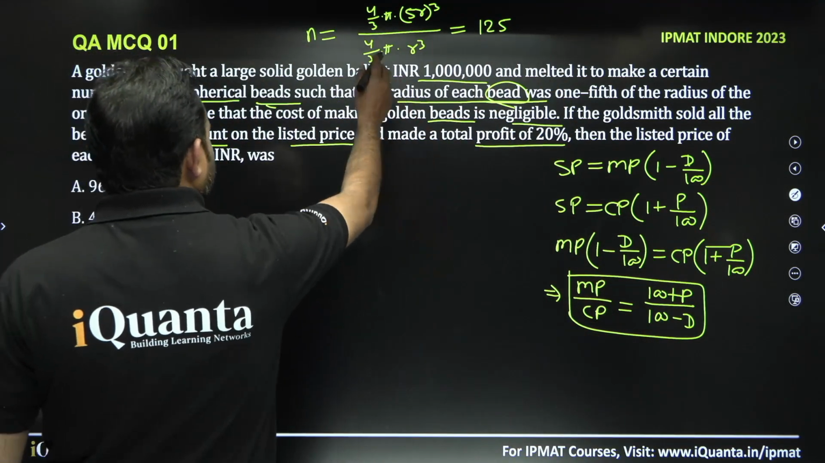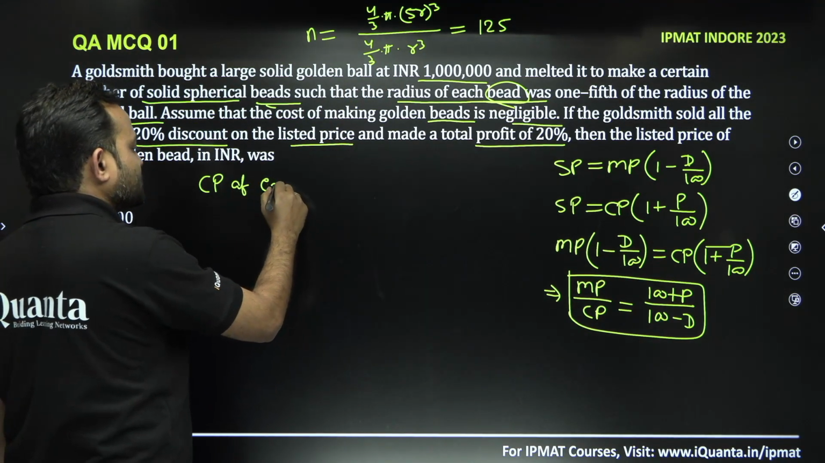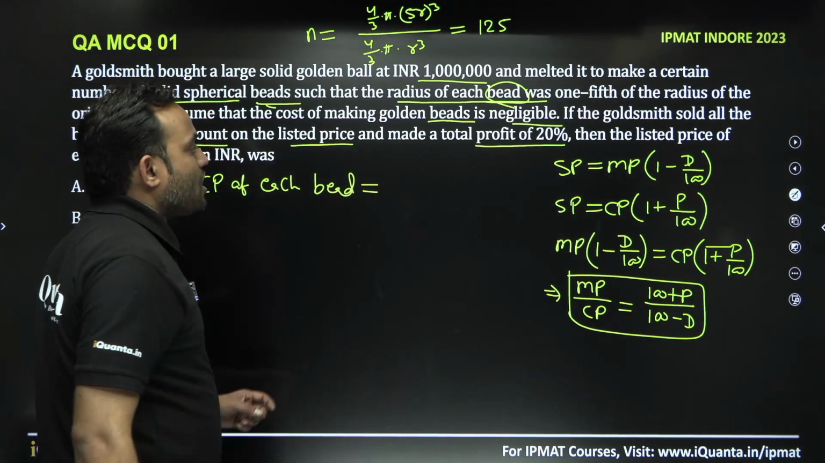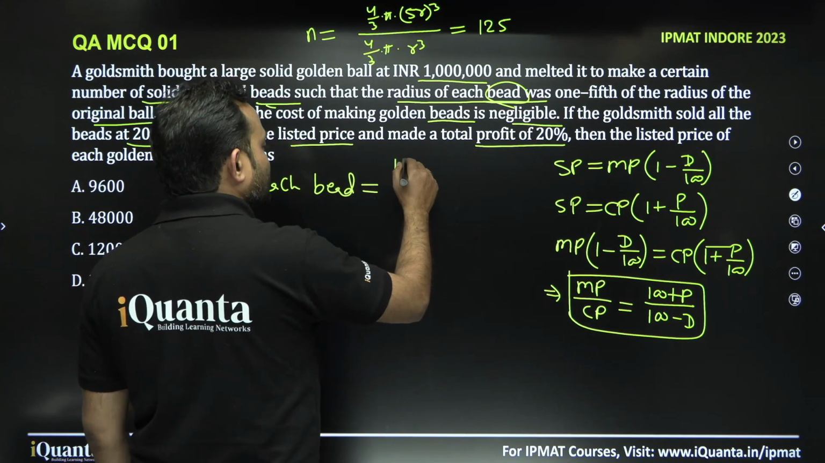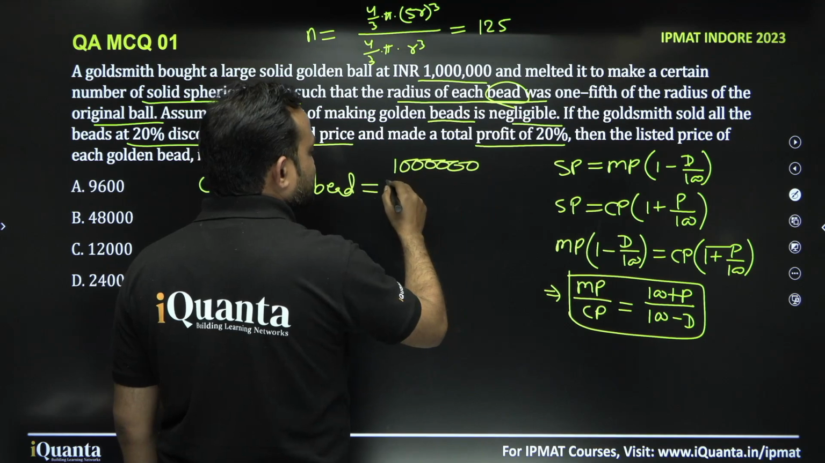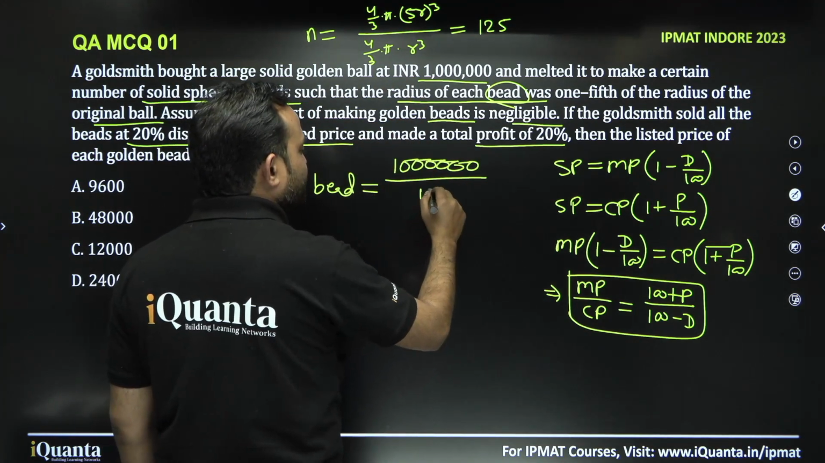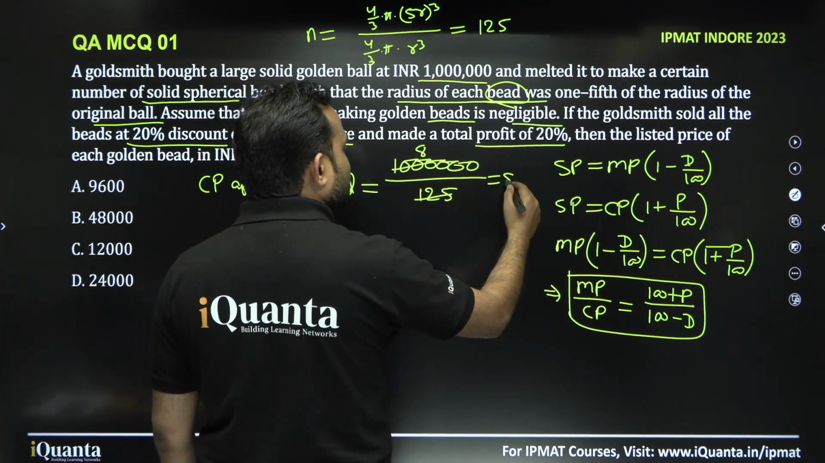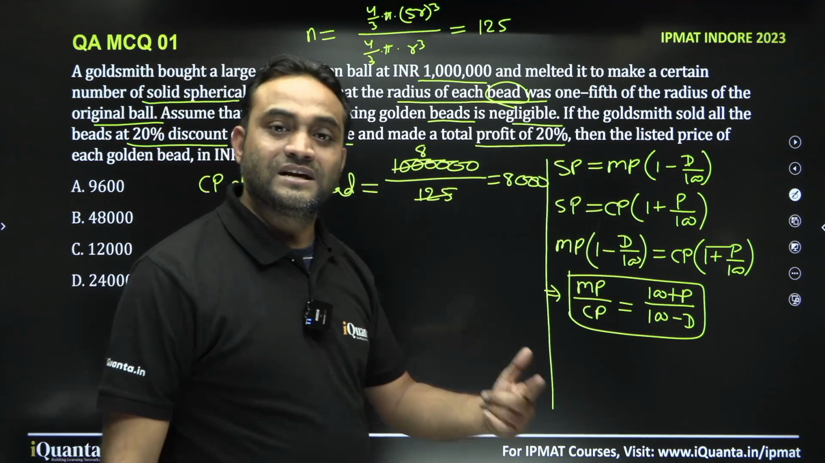Now in this case, what will be the cost price of each bead? The cost of making these golden beads is negligible. So there are 125 beads and the total cost is same as the golden ball, which is 10 lakhs. If we divide this by 125, we get 8,000. So the cost price of each golden bead is 8,000.